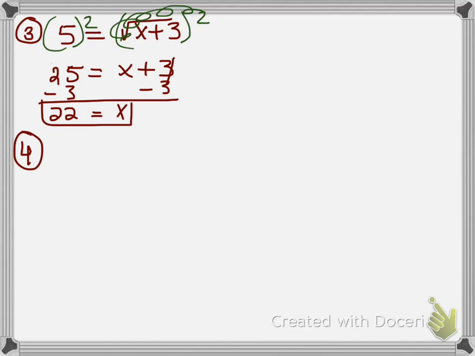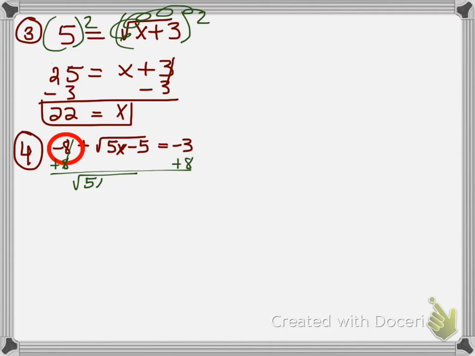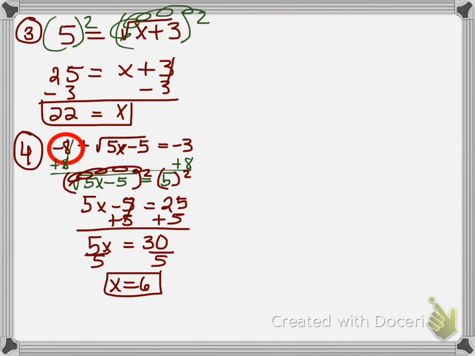Problem number 4 is this. I'll give you a second to copy it down. Before we're able to square a square root, we need to make sure it's by itself. So what we need to get rid of right now is that negative 8. How do we get rid of that negative 8? By adding 8 to both sides. Now negative 3 plus 8 becomes a positive 5. Everything else stays the same.